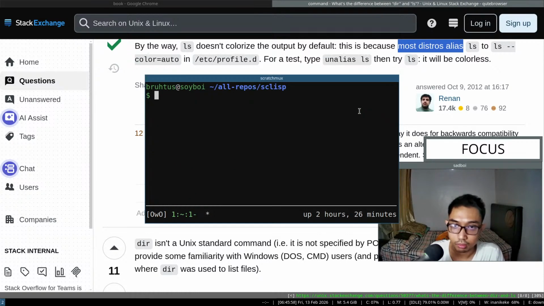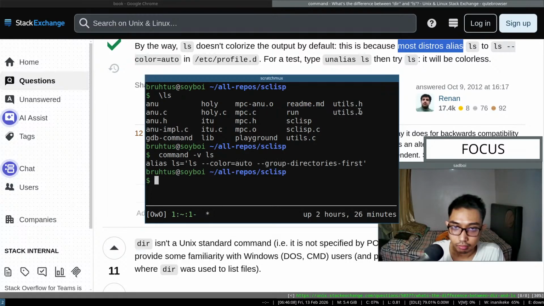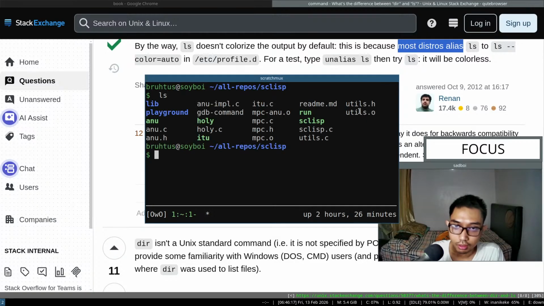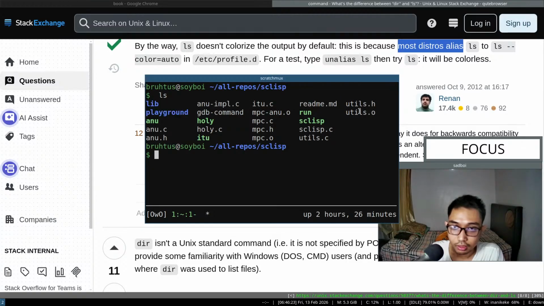Yeah, I mean, you can also do this. Like, this is an alias for ls on my system. I add color and also group directories first, something like this, to make it easier to check whether it is a directory or a file.